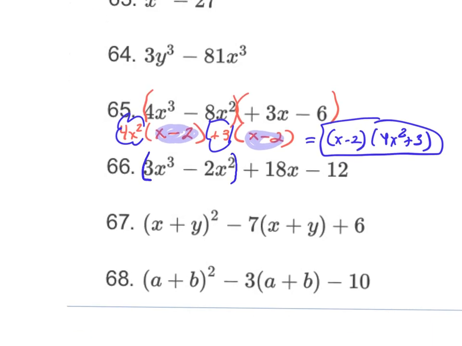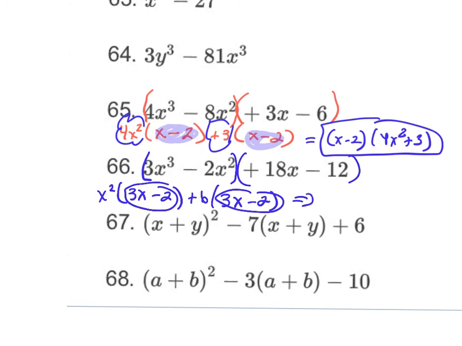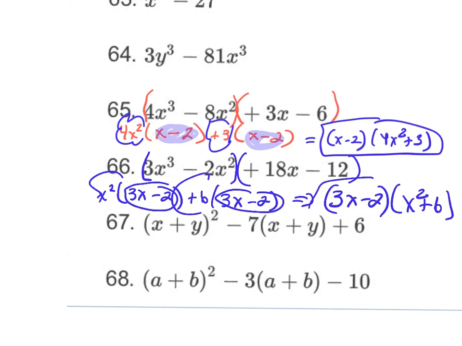Again, 4 terms. There's no GCF, so factor by grouping. I'm going to take out an x squared. I'm left with 3x minus 2. In the second parenthesis, I can take out a 6. So plus 6. 18 divided by 6 would be 3x and then minus 2. If you guys notice, we got our same parenthesis. So we write that out in front one time. And then whatever is left over gets its own parenthesis. So you have x squared plus 6. And that is not difference of perfect squares or anything, so you're good.